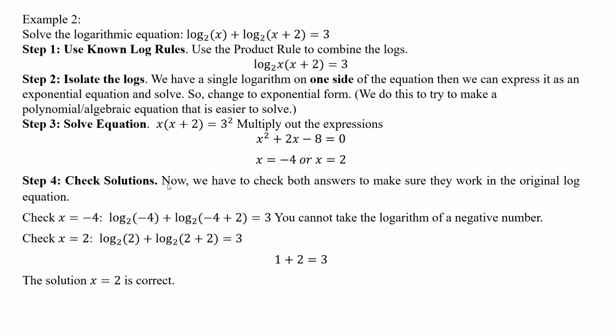Next step, check each solution. We have to check both answers. For that, into x plug -4 and 2. After that, we say that -4 is not a solution. We cannot take the logarithm of a negative number, and the solution of this logarithmic equation is equal to 2.